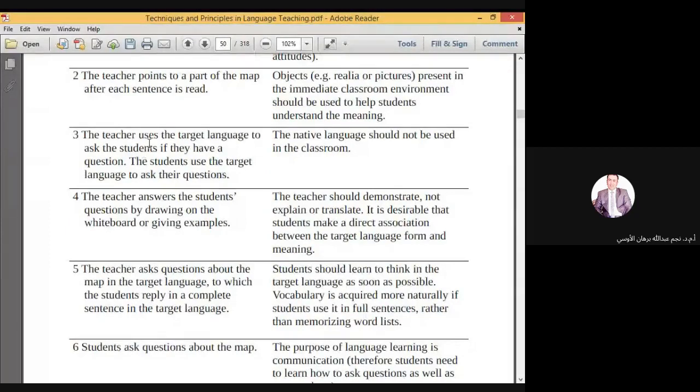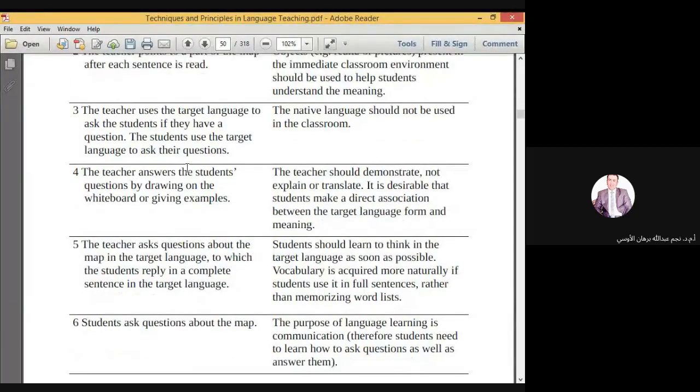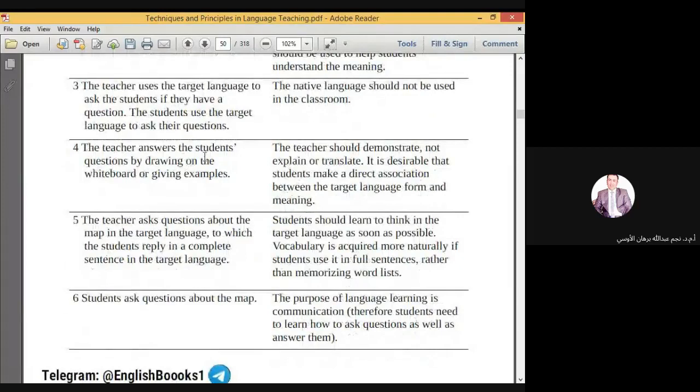Next, the teacher uses the target language to ask the students if they have a question. What is the principle? The native language should not be used in the classroom, not like the previous method. Four, the teacher answers the student's question by drawing on the whiteboard or giving examples. What is the principle? The teacher should demonstrate, not explain or translate. Just demonstrate here, not explain or translate like the previous one.